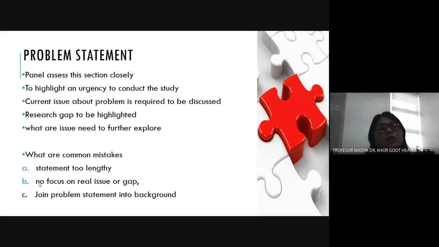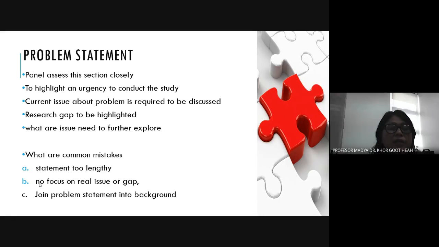This problem statement also has to highlight or emphasize whether there is an urgency for the student to conduct the study. The student must emphasize why he conducts this study. Is there any urgency for this study to be conducted? The current situation about the problem is required to be addressed here also. Students need to emphasize the current situation. Where is the problem? What problem is being faced in the current scenario? Okay, the research gap needs to be highlighted, and what are the issues that students need to further explore here to solve the current problem in this study.